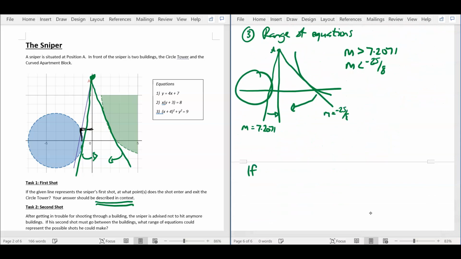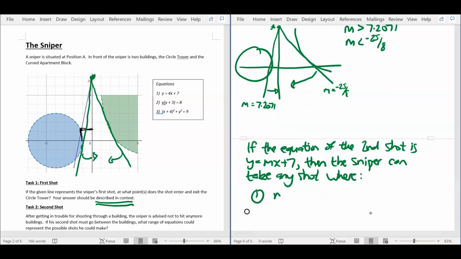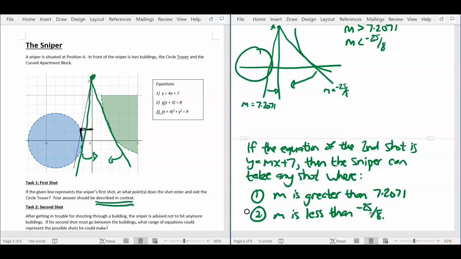There you go. So if the equation of the second shot is y equals mx plus 7, then the sniper can take any shot where, and there's two scenarios, m is greater than 7.2071 or when m is less than negative 25/8. So that last part there will get you excellence.